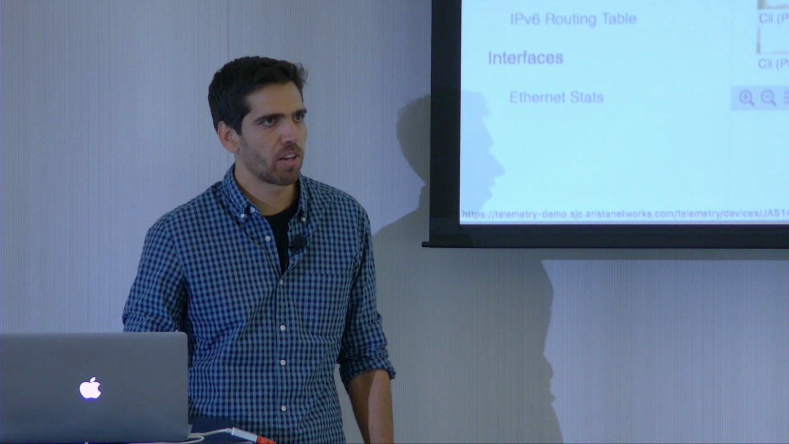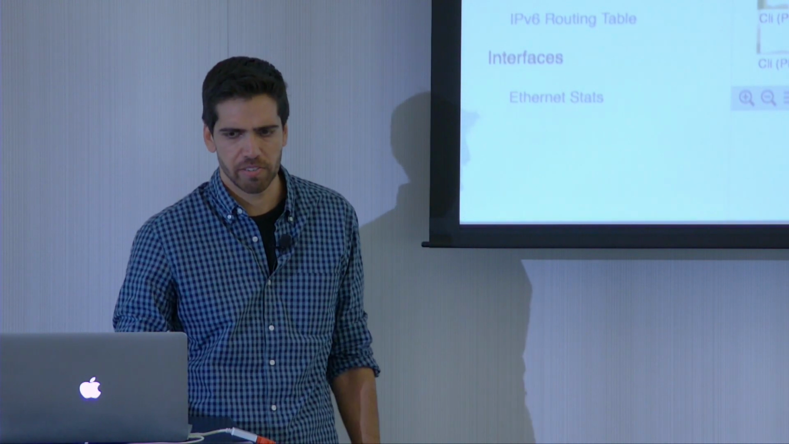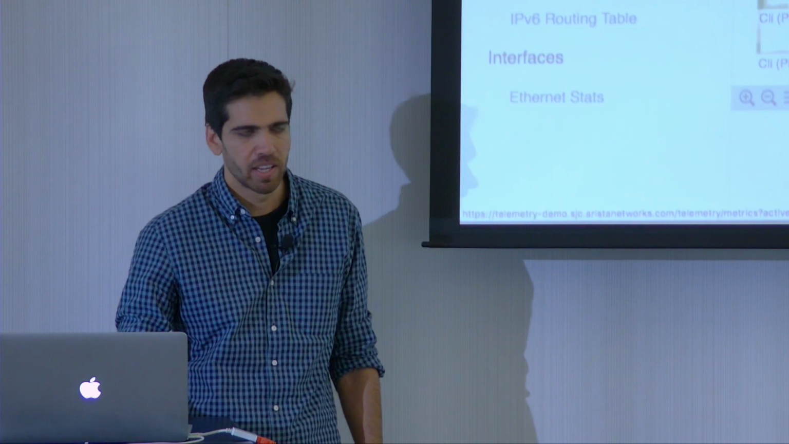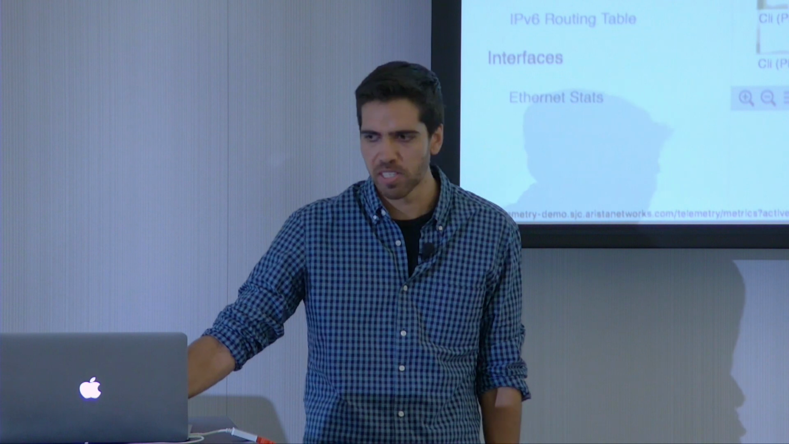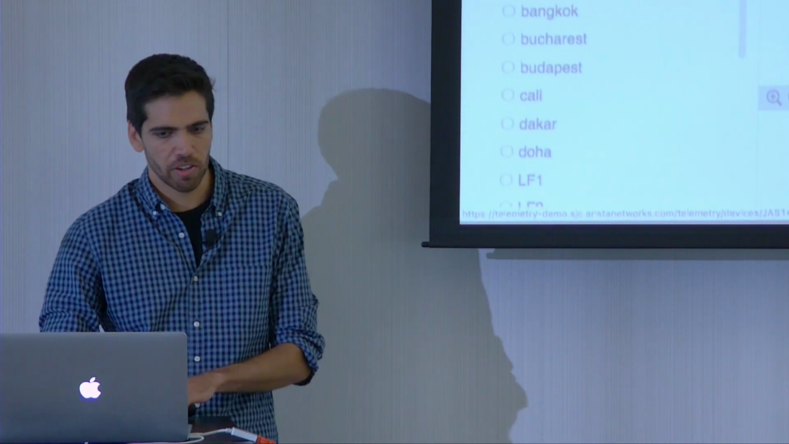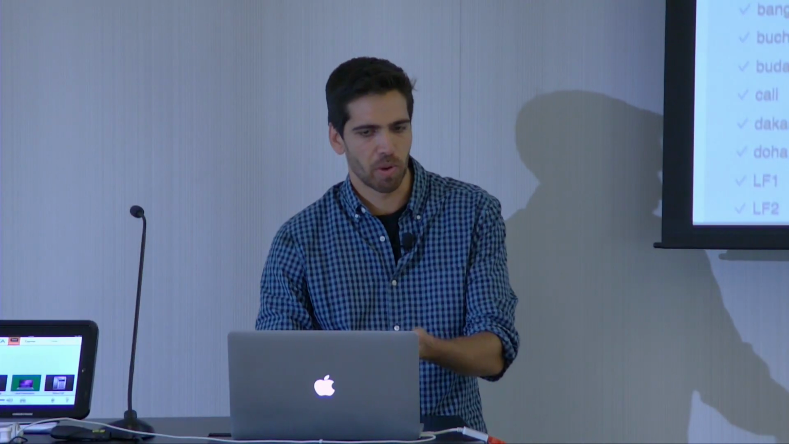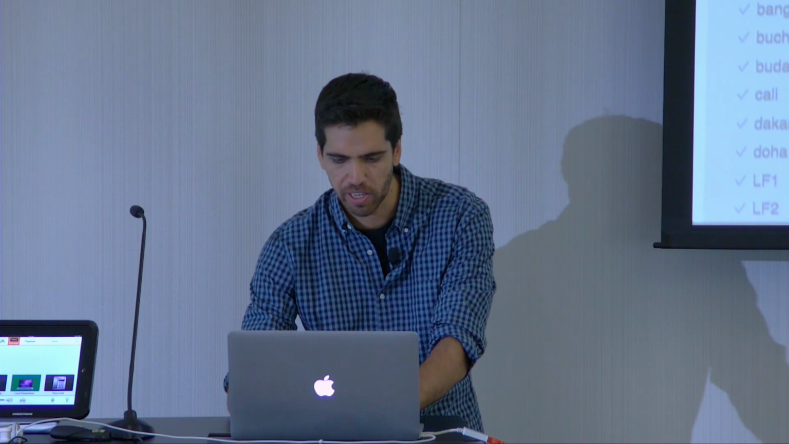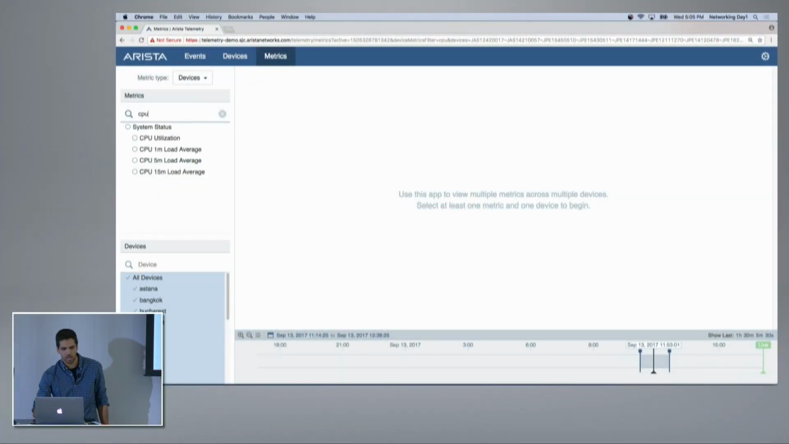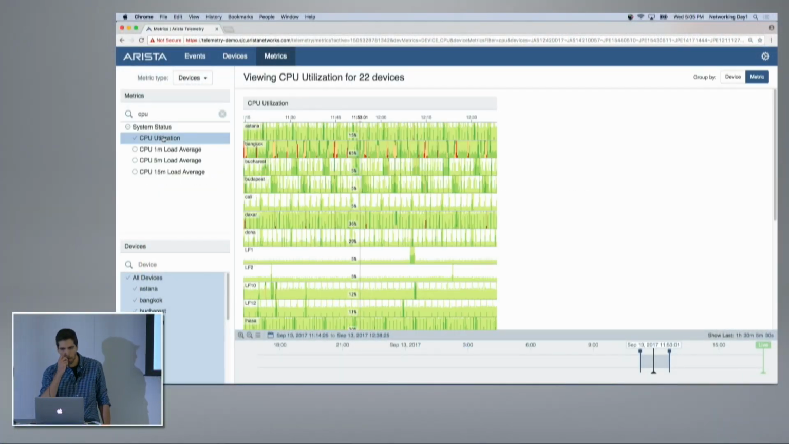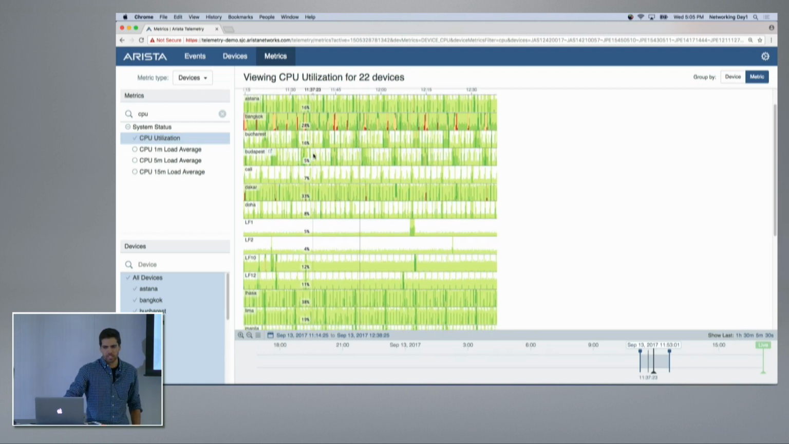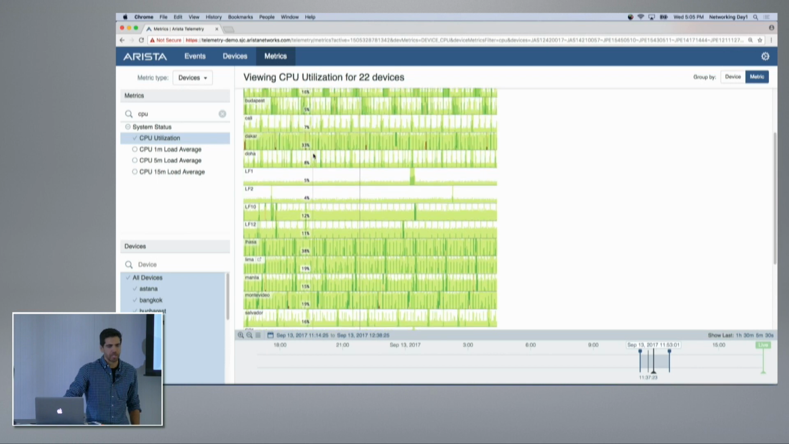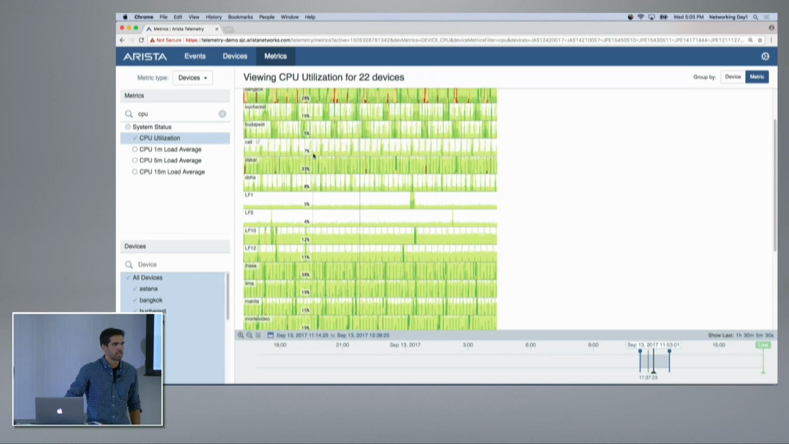But other times you want to look at things on a more holistic basis, right? We're looking at Bangkok right now, and its CPU was looking a little hot at times. Is that a problem across all of your network? This is where you would want to use the metrics application. So I can go ahead and check out CPU usage across all of my devices. And I'll pull up the CPU utilization for every single switch being managed by CloudVision.